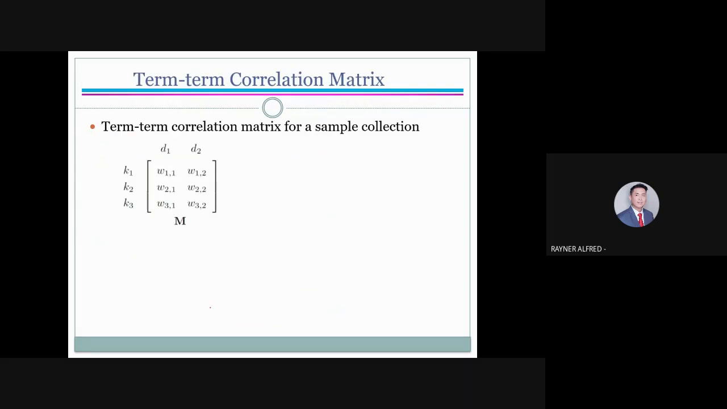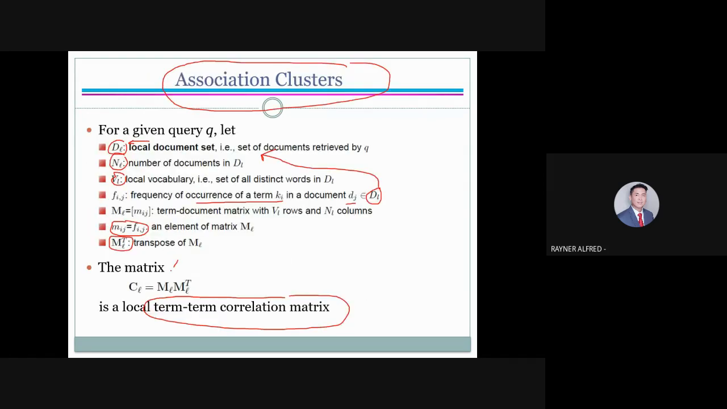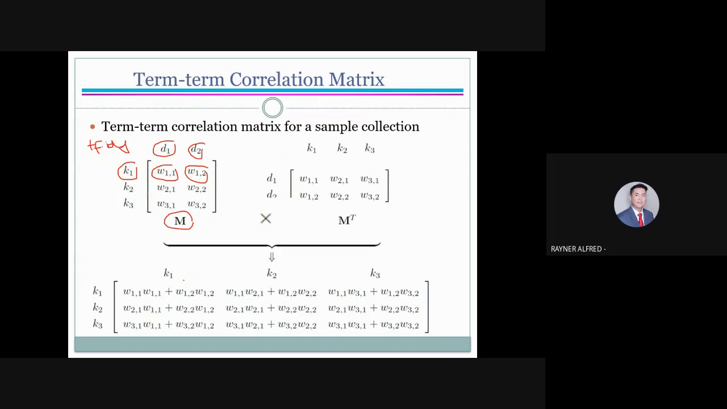So for example, you know already how to compute the weightage for keyword one in document one. You know already how to compute the weightage for keyword one in document two and so on. So we have the matrix here. Let's suppose we are using TF-IDF. We can take the transpose because the formula here is we take the matrix and then multiply it with the transpose of the matrix. And we get this.